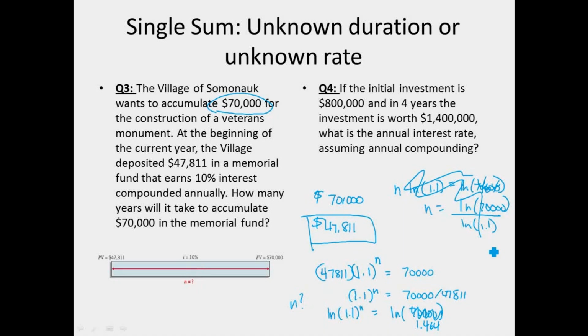But the idea is, this is not hard. You just have to remember a couple of little tricks. The formula is the same no matter what. We're using the same formula over and over again. It's just a matter of which variable you don't know. And if the variable happens to be the exponent, we just need to use the trick of taking the log of both sides. Okay, let's do the last one.